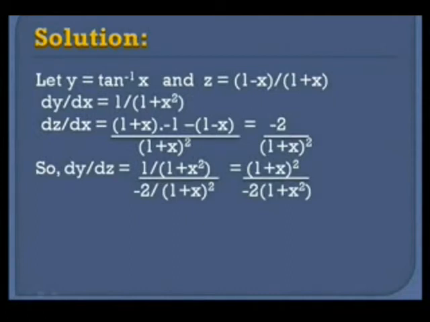Now we have to calculate the value of dy by dz, and we see that dy by dz can be written as dy by dx divided by dz by dx. So dy by dz is equal to 1 by 1 plus x square, whole divided by minus 2 by (1 plus x) whole square, which is equal to (1 plus x) whole square divided by minus 2 (1 plus x square). When we differentiate tan inverse x with respect to (1 minus x) by (1 plus x), we get this following result.